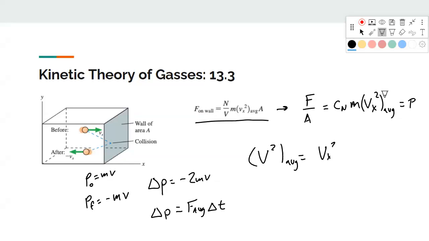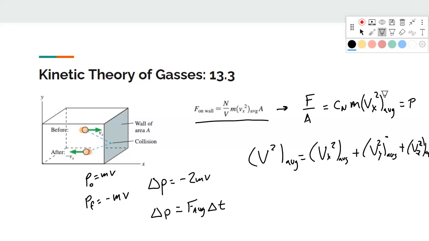So we have Vx squared average plus Vy squared average plus Vz squared average. So if you can find the average velocity in each direction, it'll give you the average total velocity basically, or vice versa. We just have to make sure to add them as squares so that we follow the Pythagorean theorem.